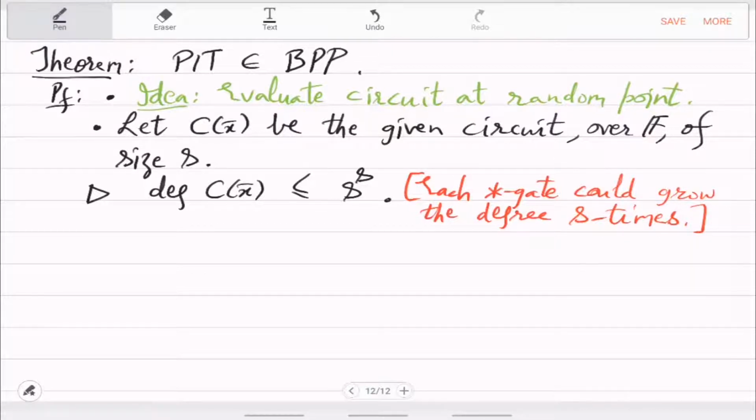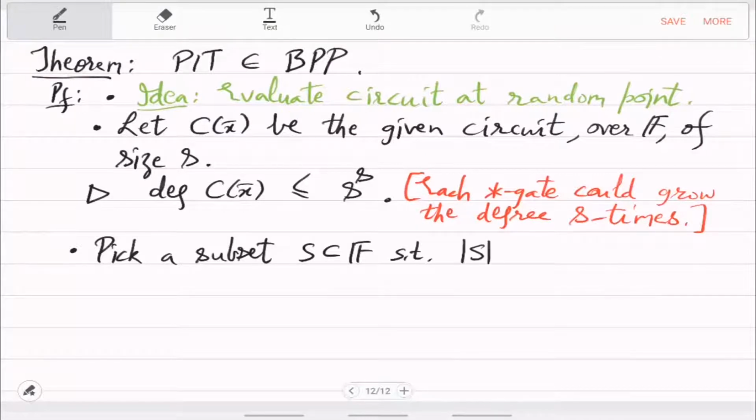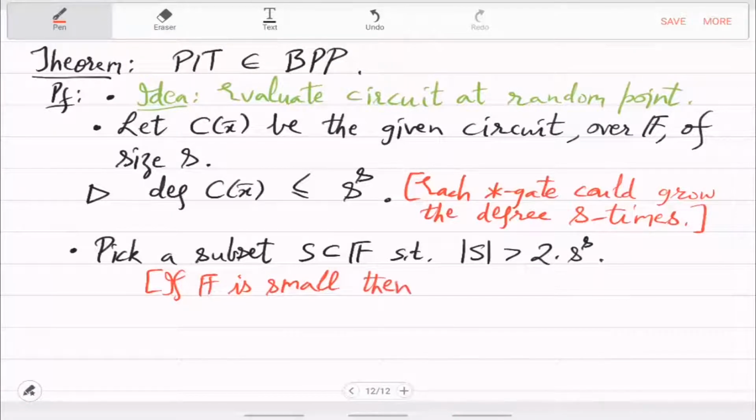For that you pick a large enough subset. Pick a subset S of F such that it's large, bigger than 2 times the degree. In case the field is small, then you will not have such a subset. So if F is small, then go to an extension.